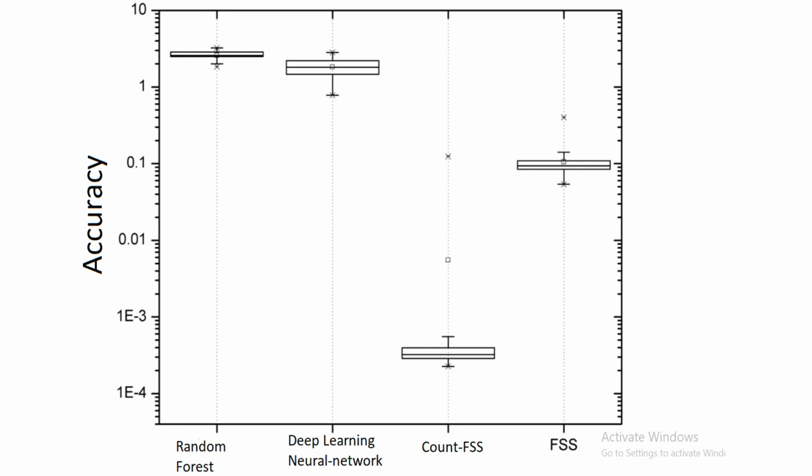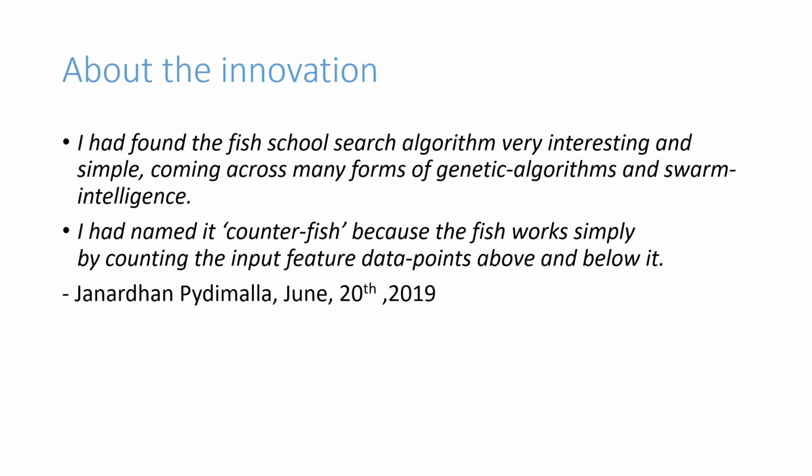This is the comparison of my algorithm with other machine learning algorithms. About my innovation, I have found the fish school search algorithm very interesting after studying a lot on genetic algorithms and swarm intelligence. I have named it counterfish because the fish in this algorithm works simply by counting the input feature data points above and below it.